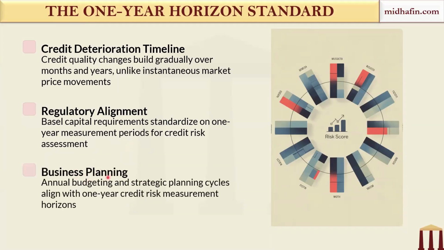And then another reason is business planning. See, we know that business cycles generally align with a 1 year period. So banks budget, allocate capital and do strategic planning on an annual basis. So that is why using a 1 year horizon fits naturally into those credit decision making processes.